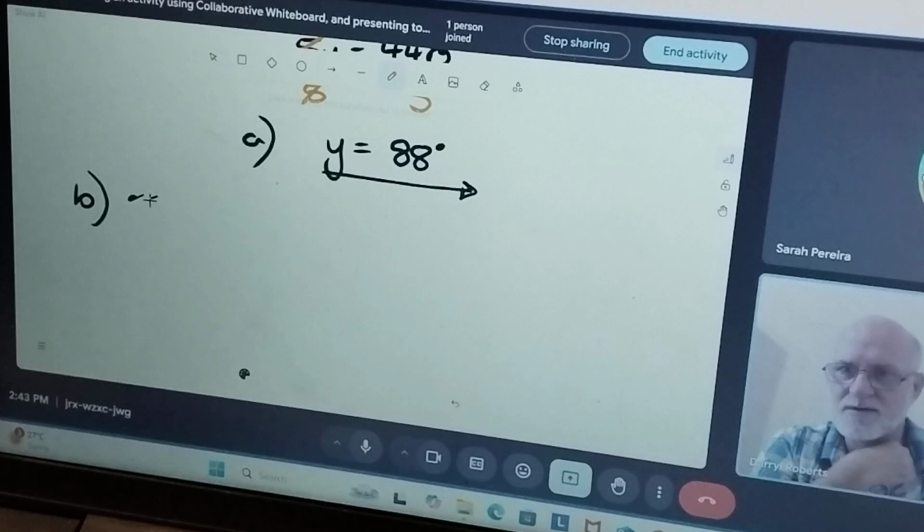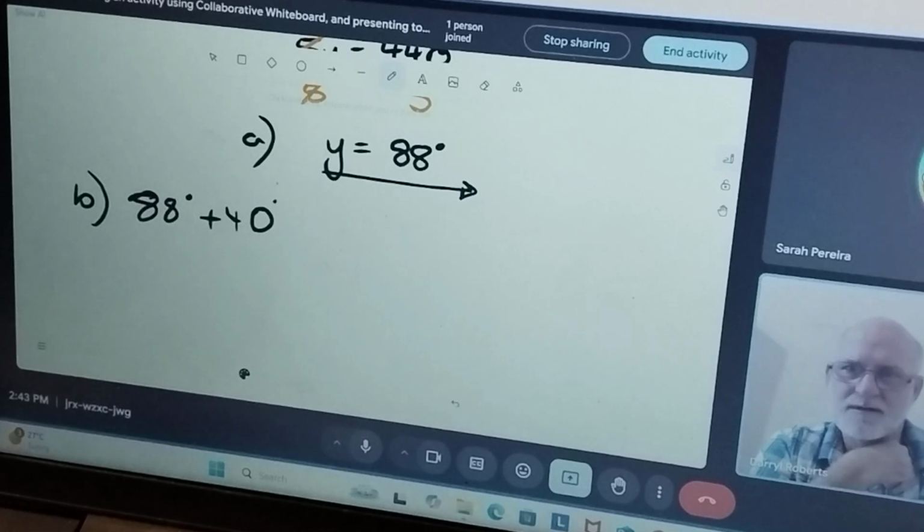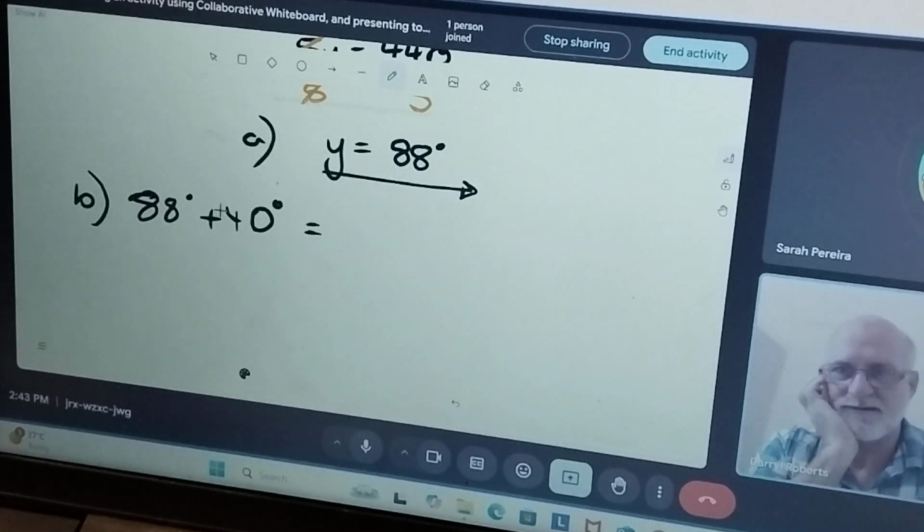Oh, where did my pen go? My pen's doing weird stuff. Plus 40 degrees. So what's 88 plus 40?